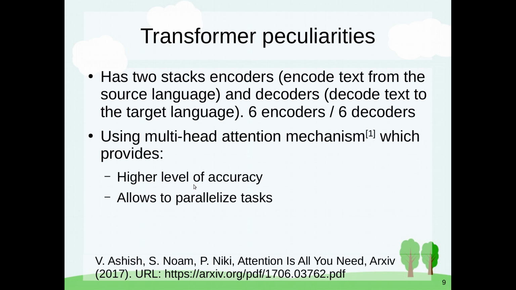What are the main transformer peculiarities? At first, it has two stacks, encoders and decoders. Encoders encode text from the source language and decoders decode text to the target language. There are 6 encoders and 6 decoders in our implementation. It uses a multi-head attention mechanism, which allows us to increase accuracy of translation and allows us to parallelize our tasks.